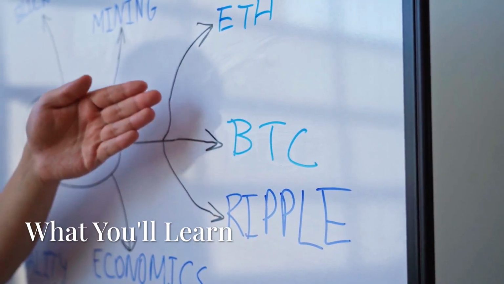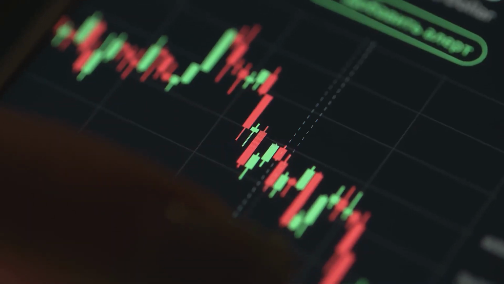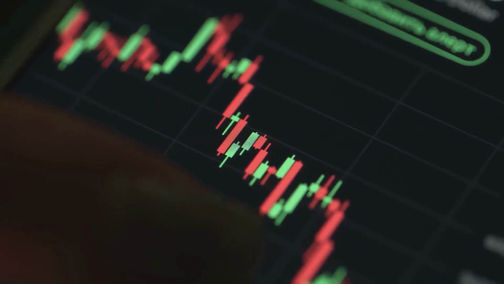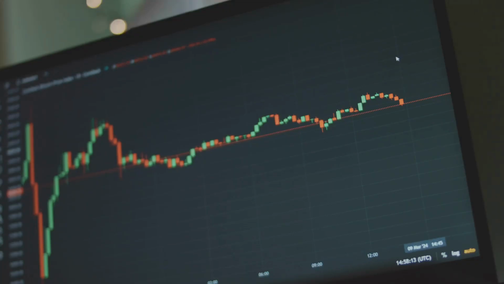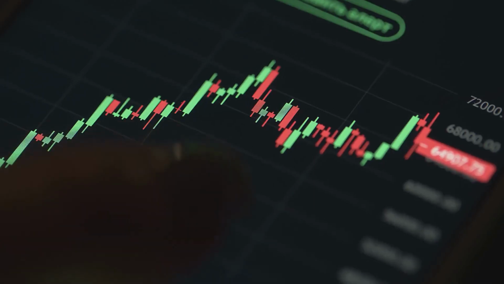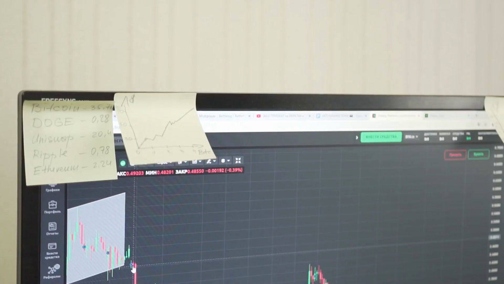Here's what we'll cover together in this complete visual guide. First, you'll learn what crypto charts actually show, and why they matter far more than social media hype. Next, I'll break down the 3 most common chart types you'll see, and show you which one beginners should start with. Then we'll dive into key indicators like moving averages, RSI, and MACD, without the tech overload.